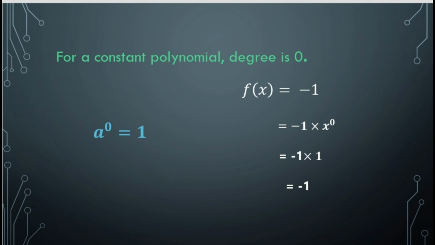We understood that for a constant polynomial, the degree is 0. Now let's see how the degree is 0. Suppose we have minus 1 as the term and f of x is minus 1, then we can write minus 1 as minus 1 into x to the power 0. As you know, the law of exponent a to the power 0 is 1. That is, anything raised to the power of 0 is 1. So x to the power 0 is 1. Minus 1 into 1 gives minus 1. That is why for a constant polynomial, its degree is always 0.